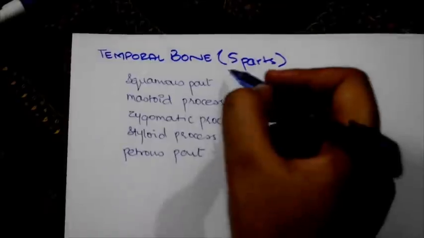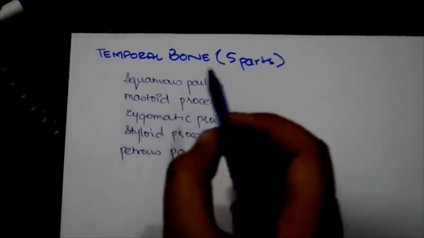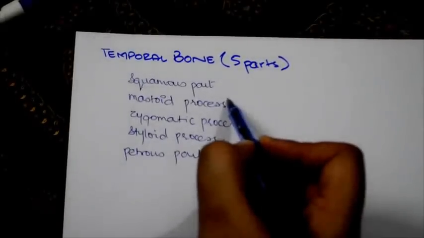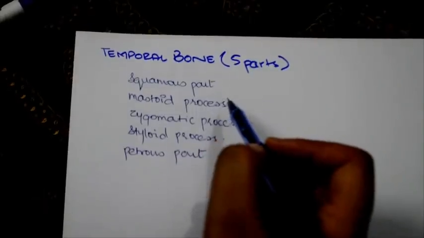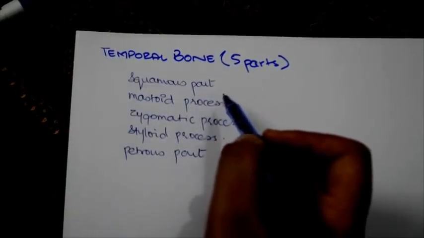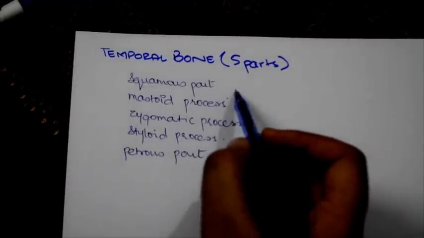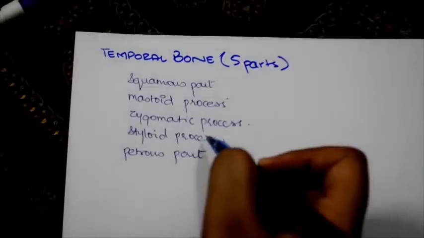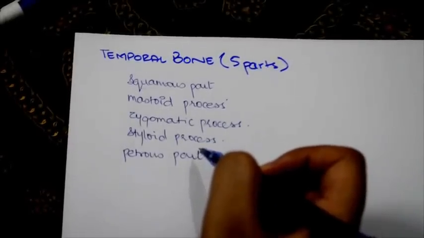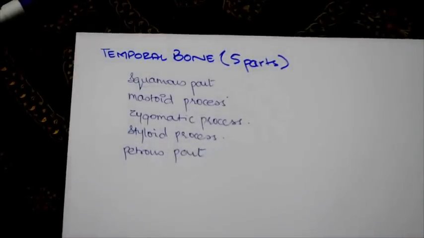Now you can write in brackets in front of these parts that the squamous part is a flat part at the side of the skull. The mastoid process is also at the side of the skull. It's a little behind the ear. You can feel it with your finger. And the zygomatic process is also at the side of the skull. The styloid process is at the base of the skull. And the petrous part is in the interior of the skull, and it is between the middle and the posterior cranial fossa.